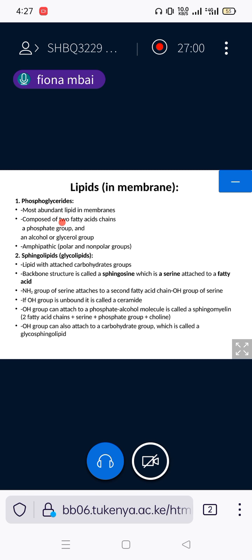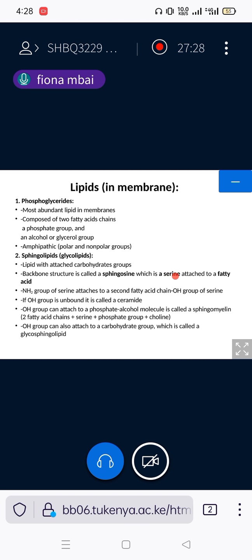They are composed of 2 fatty acid chains, which I've shown you in structure, a phosphate group, an alcohol or glycerol group, and they are amphipathic. That means they are polar and non-polar in the structural conformation. The sphingolipids or glycolipids consist of a lipid with attached carbohydrate groups. The backbone of the structure is called sphingosine.